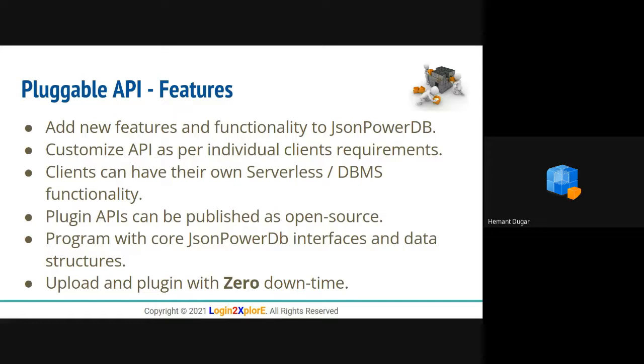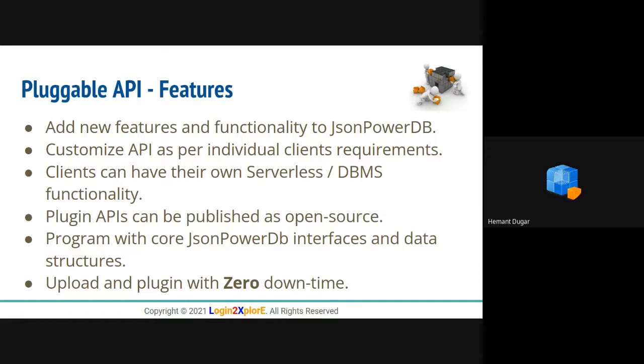Suppose someone is using MySQL. MySQL is used by many clients, but a particular client needs a particular feature in MySQL. It is very difficult for the developers of MySQL to provide a separate feature to that client because their product does not allow this. But JSON Power DB allows us to do that.